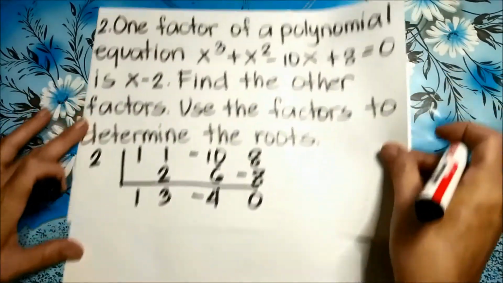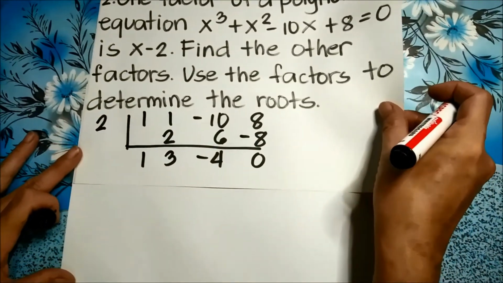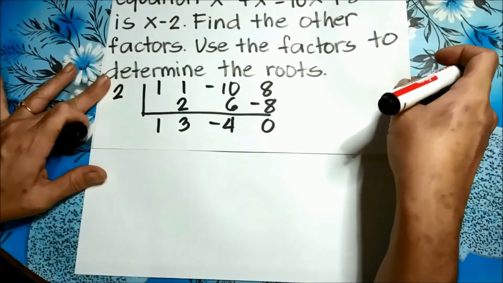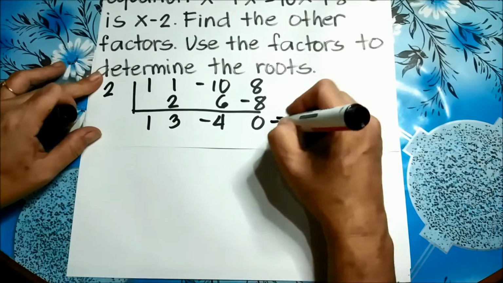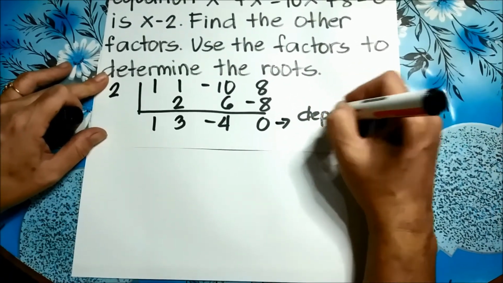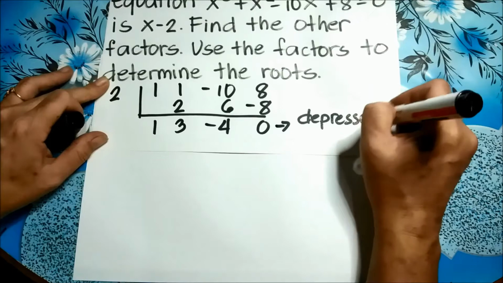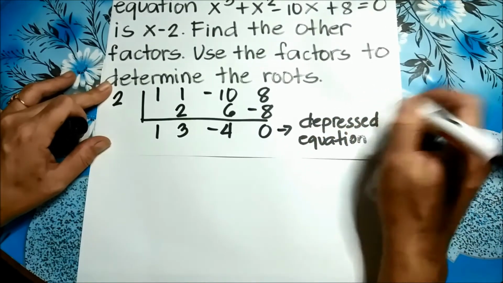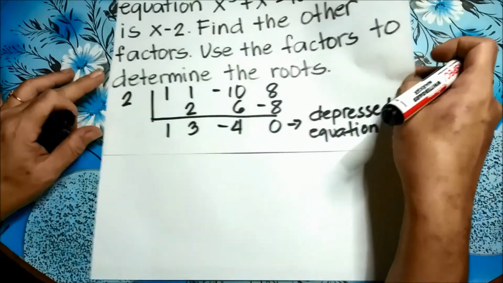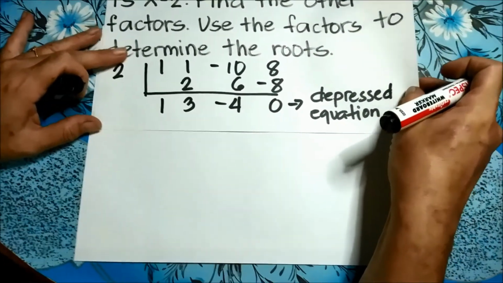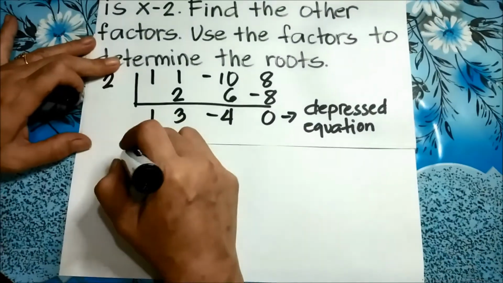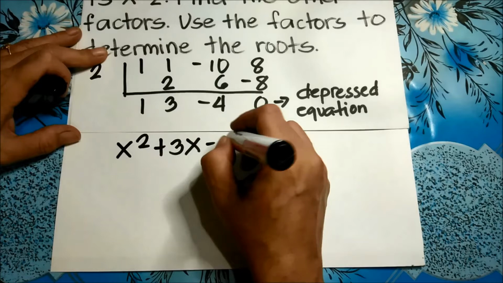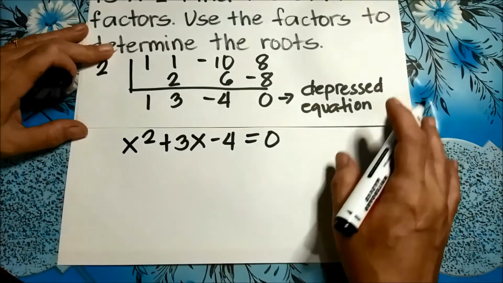Now, these numbers 1, 3, and negative 4 are called the depressed equation. Okay, so we call this the depressed. So we are going to work on this depressed equation by writing it as a trinomial. So this can be written as x squared plus 3x minus 4 equal to 0.